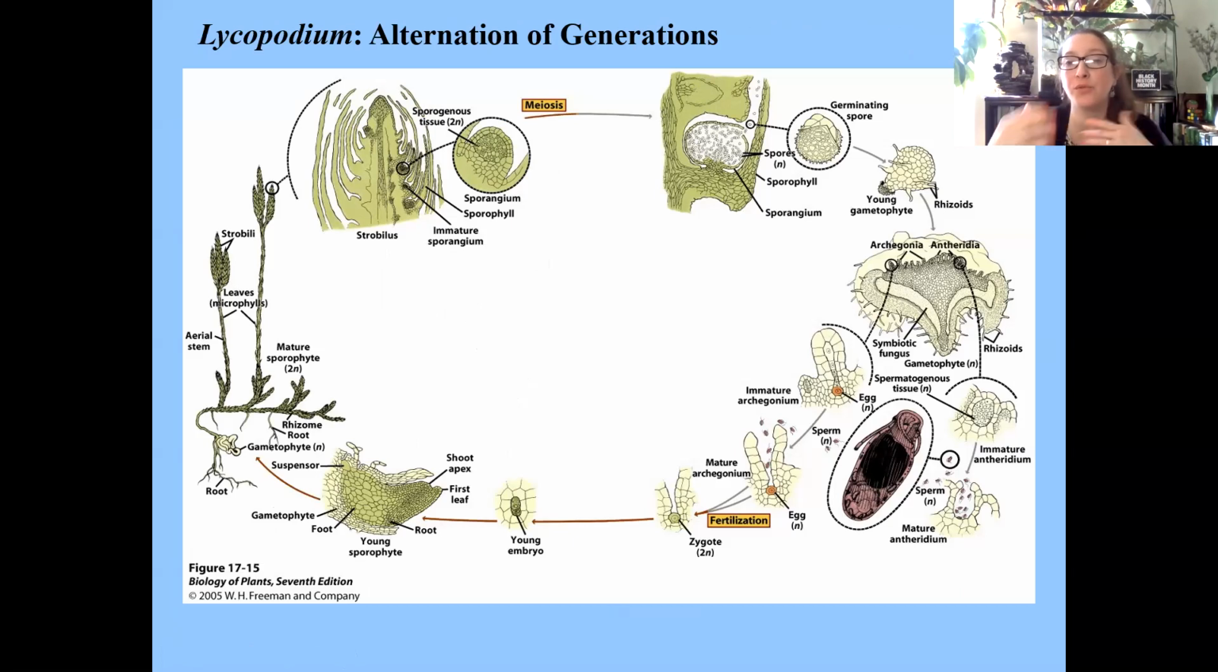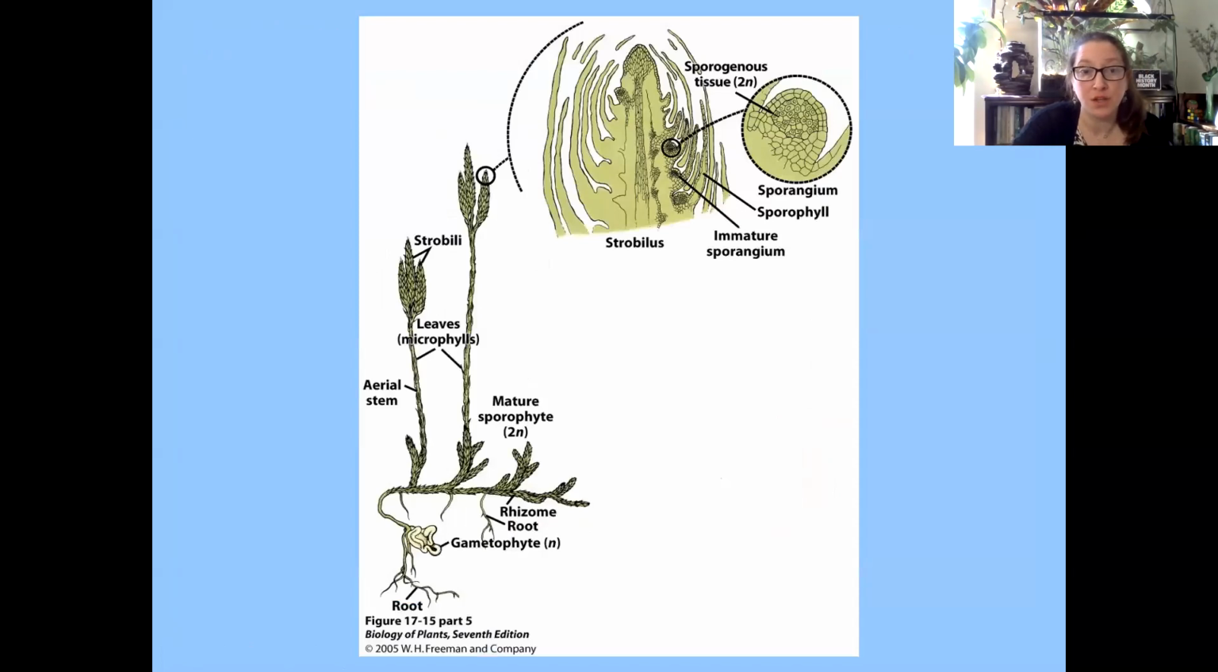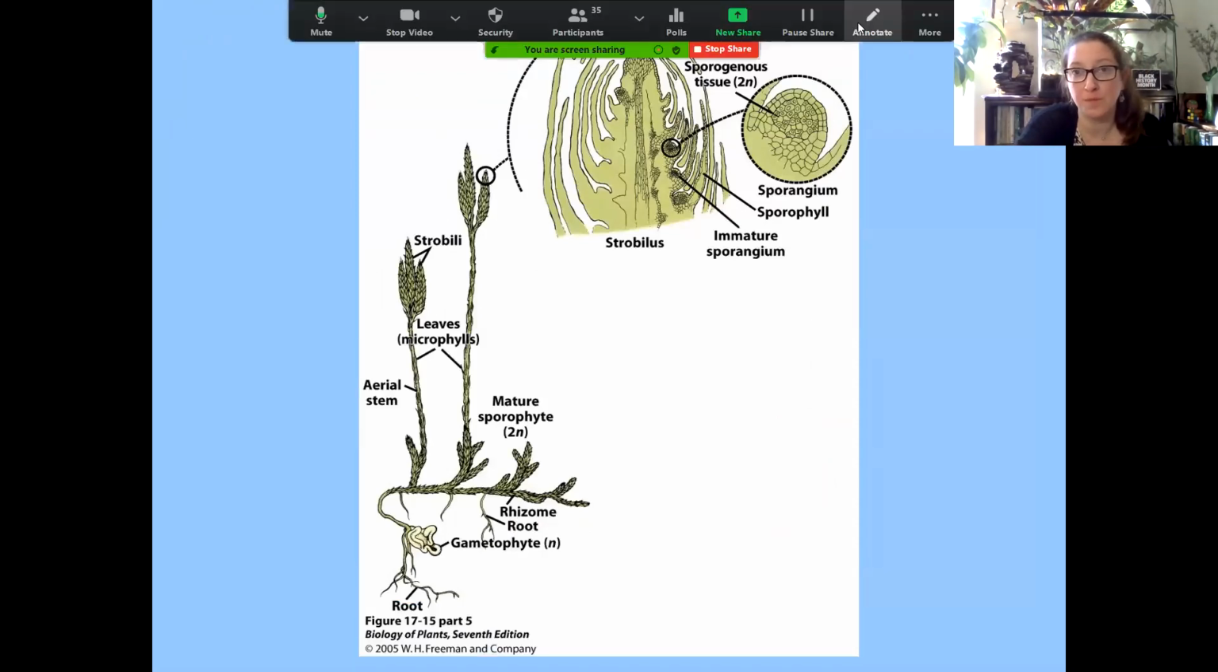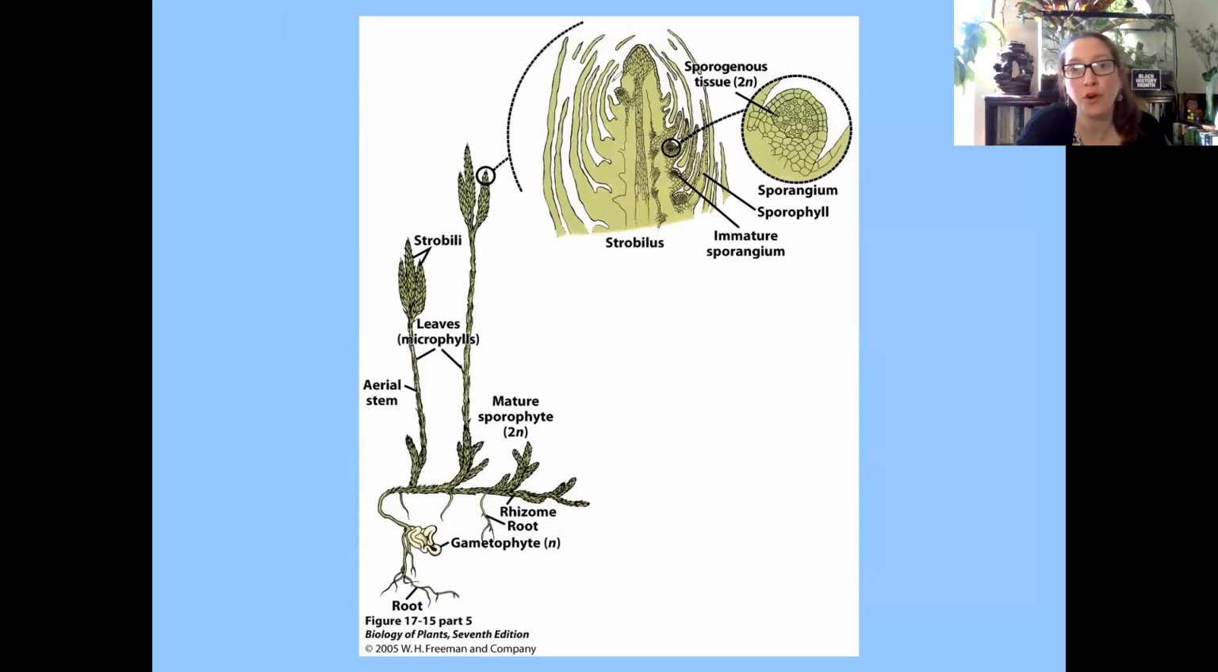So let's go through, not super long, but let's go through the alternation of generations for Lycopodium, which is a type of lycopod. So here we go. I'll switch colors to orange. All right, so we'll start here.